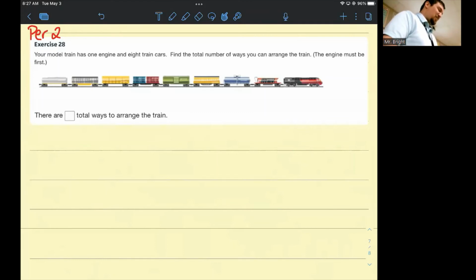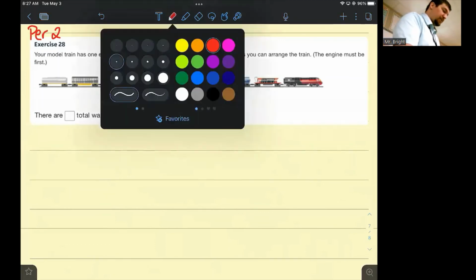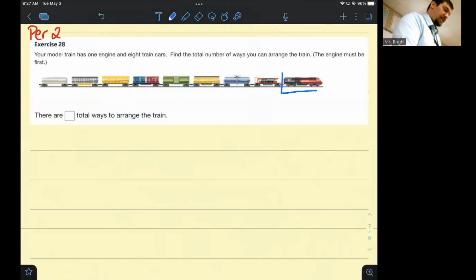All right, number 28, where we left off, says your model train has 1 engine and 8 train cars. Find the total number of ways that you can arrange the train. The engine must go first. So the engine is locked in to that first spot. And then it says there are 8 cars that you can arrange. So how many times am I going to be placing a car?